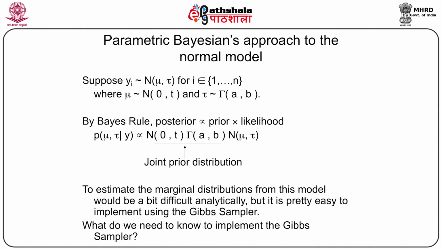To estimate the marginal distribution from this model, it will be difficult analytically, but it's pretty easy to implement using the Gibbs sampler. Why? Because analytical expressions to integrate are not possible, so we have to go through a numerical approach, and the Gibbs sampler is that approach which will rescue us. So what do we need to know to implement the Gibbs sampler?